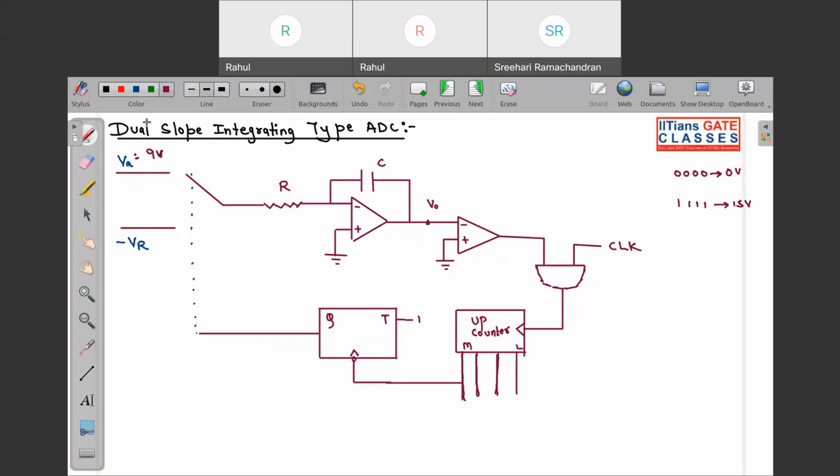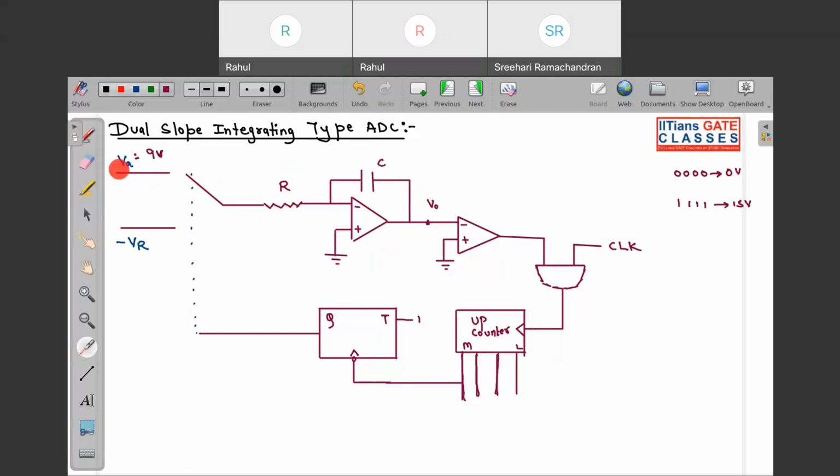So what will happen? See very carefully the working of this circuit. Initially, when we have to measure, we connect this integrator to your VA. Okay, and we have a switch over here. This switch basically transmits from VA to minus VR, but we will see when that transition happens. At the moment, initially you consider that this is connected to this integrator circuit. So this circuit is your integrator.